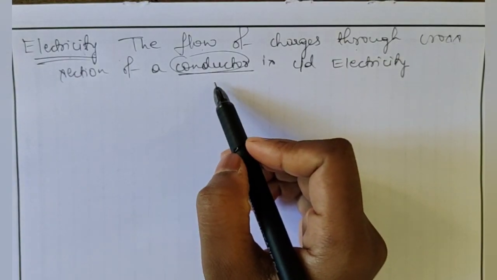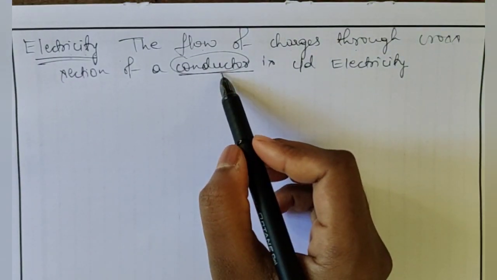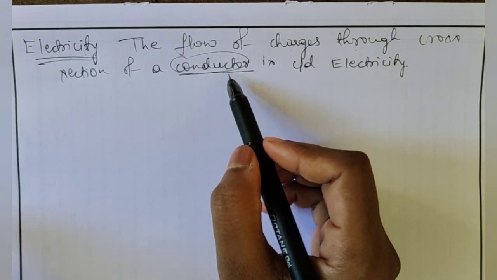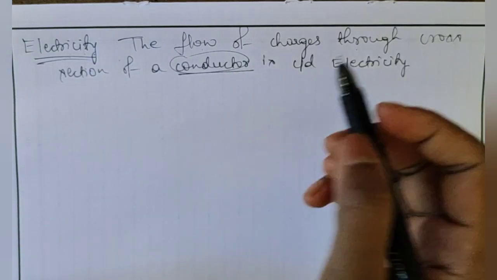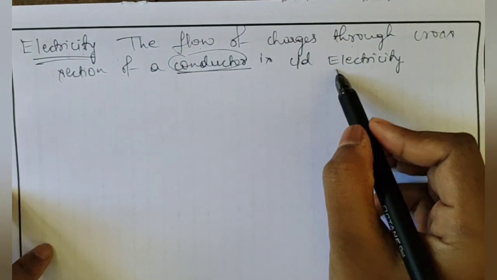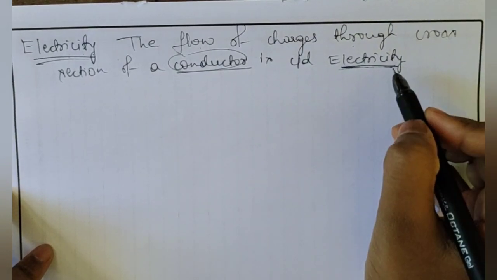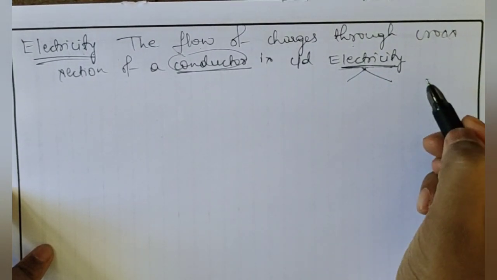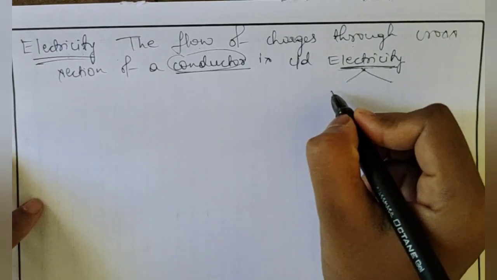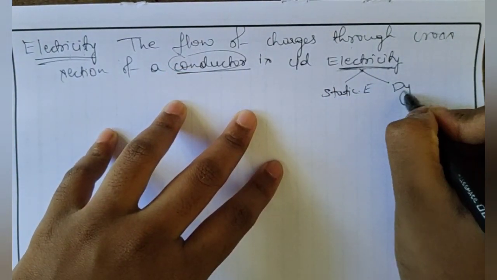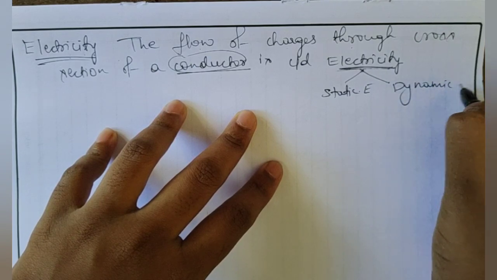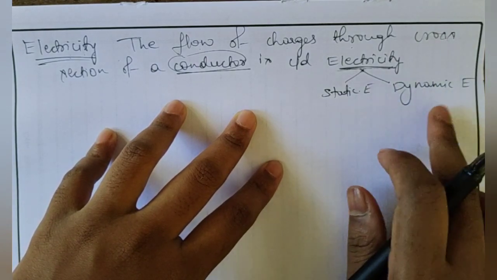So you already know what a conductor and an insulator are. A conductor is a material which allows the flow of charges, right? So electricity is nothing but, in any conductor, the charges flowing through it. That's it. So it is called electricity. Now electricity is mainly classified into two types. What are they? Static electricity and dynamic electricity. Hope you already studied this also.